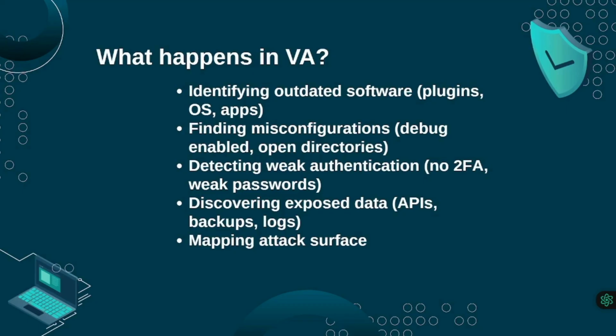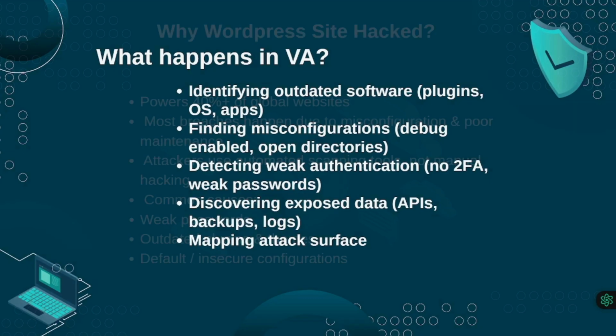Second point, finding misconfigurations, such as debug enabled and open directories. Third, detecting weak authentication, such as no 2FA or weak passwords. Fourth, discovering exposed data in APIs, backups, logs, XML-RPC, and PHP. And finally, mapping the attack surface. That is what happens in VA.